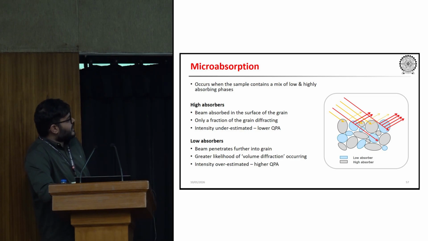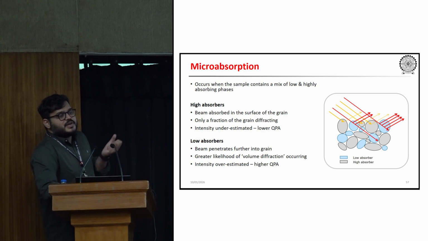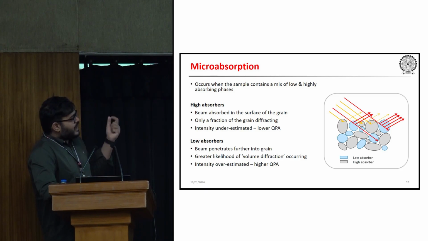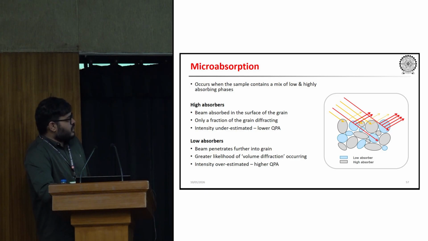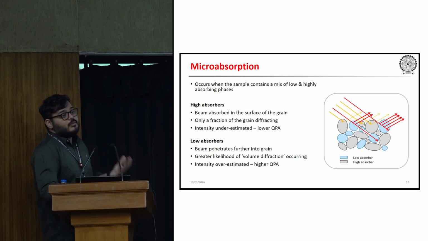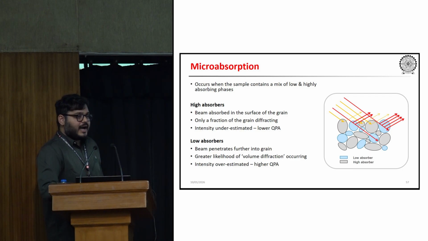So if you have a highly absorbing material, the beam gets absorbed in the surface of the grain, and only a fraction of the grain is going to diffract the X-rays. Now what happens? The intensity which we measure in the detector is going to be less, and that will lead to a lower quantification value. If you have a material of low absorption, the beam penetrates the sample further, a greater likelihood of full volume of diffraction. That is, the entire data is coming out. The intensity of the peaks coming from a low absorbing material is going to be very high. So it is going to lead to higher intensities and higher quantification. Now this is going to be wrong.